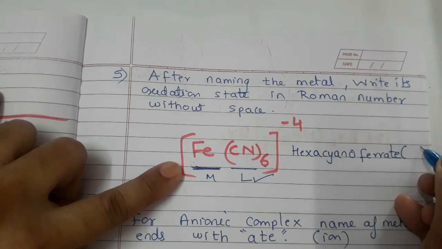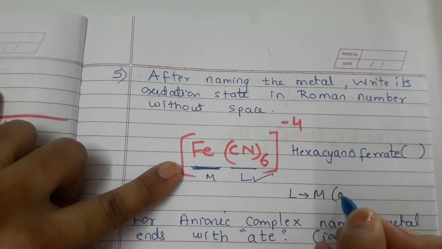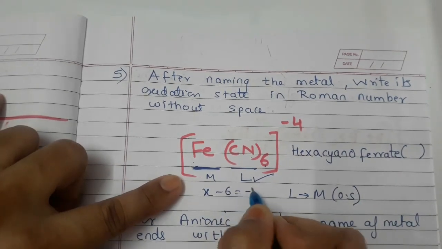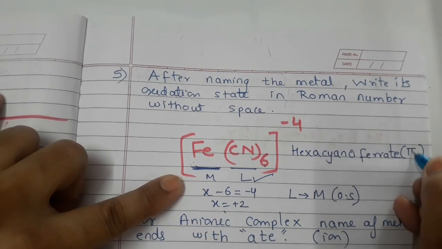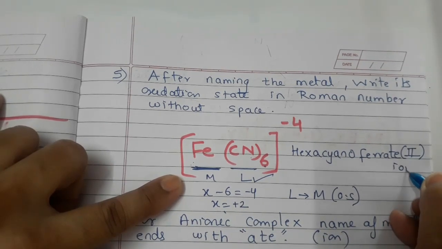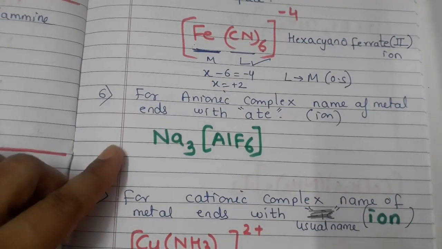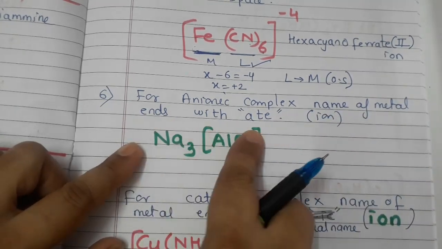Now I will write the oxidation state, because you have to write the ligand, then the metal, then the oxidation state. Now X minus 6 is equal to minus 4, X is equal to plus 2. So I'll write hexacyanoferrate(II) ion. Now see next. For the anionic complex, the name of the metal ends with ate.